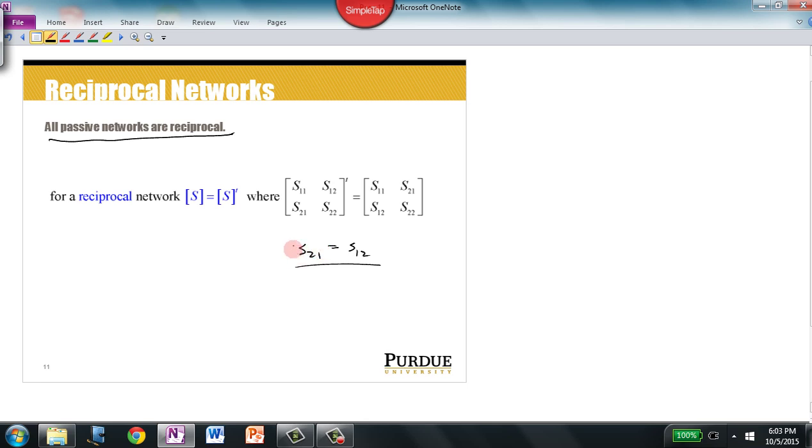The other way that you may want to utilize reciprocity is as a test. You look at the 2 matrices and determine whether one matrix is the transpose of the other, and if it is, then the network is reciprocal. So you can also use it as a test for reciprocity.